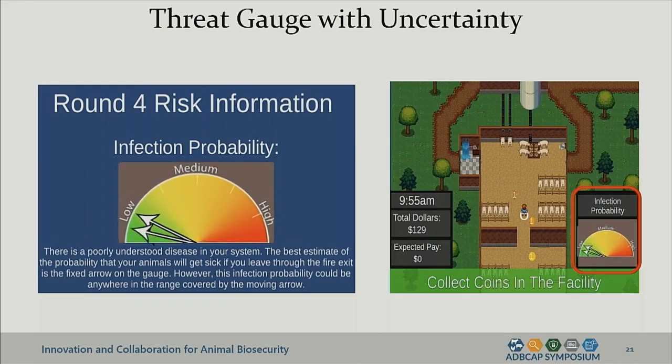But yeah, so that's one of the ways that we can provide that information. What we found is that without the dancing, the threat gauge with uncertainty was a very effective way of getting people to follow the rules. These visual cues are very good at getting people to understand the actual potential risks that they're taking.